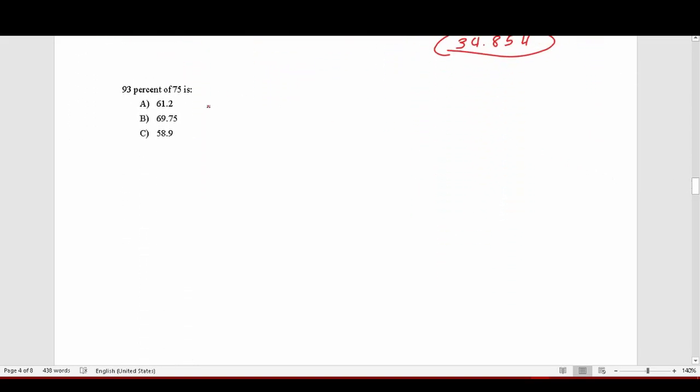Let's take a look at another example. 93% of 75 is. So this is basically saying 75 times 0.93. Okay. Again, as I mentioned above, we make this into a whole number by moving it 2 decimal places. So this becomes 75 times 93. At the end, we're going to add the 2 decimal places back in.